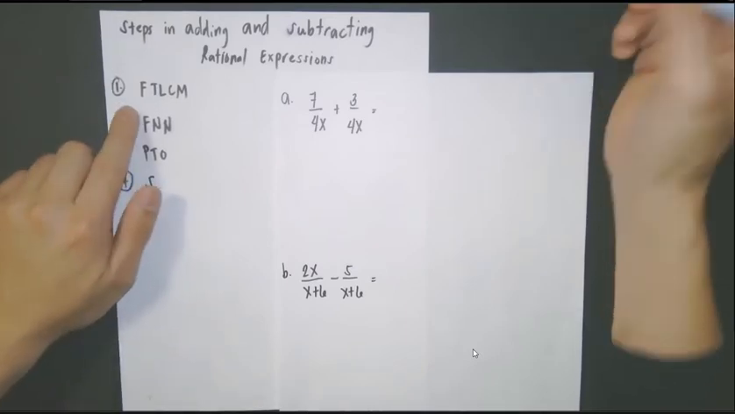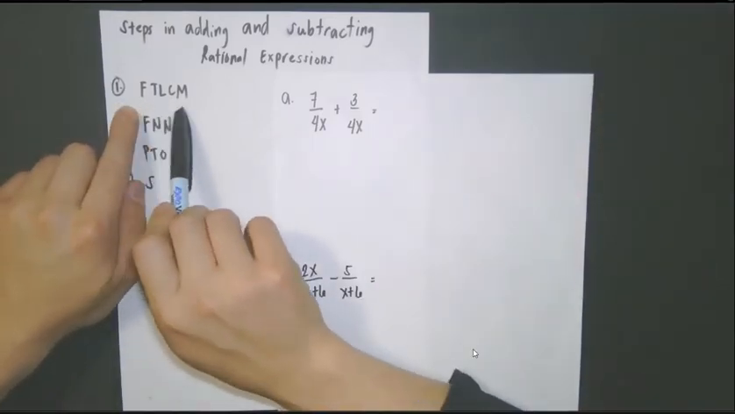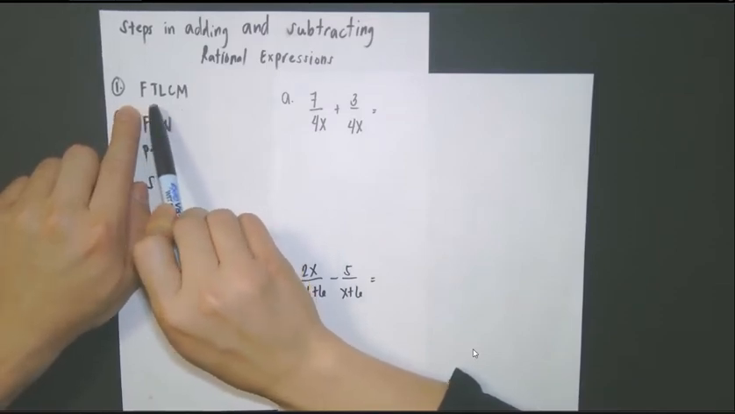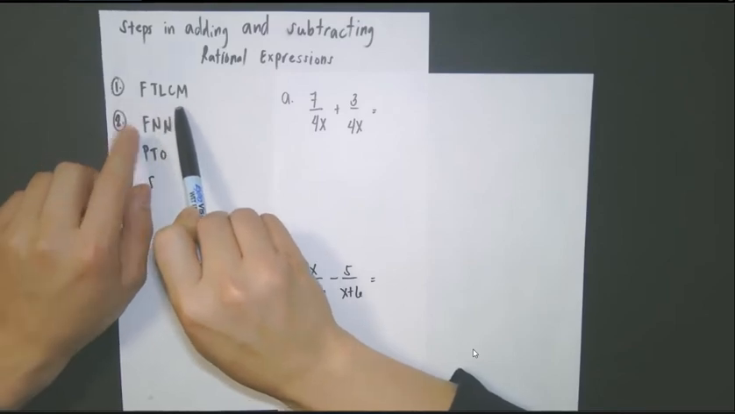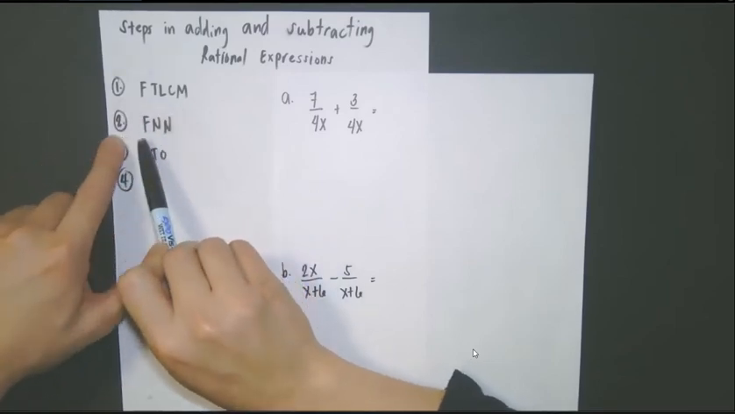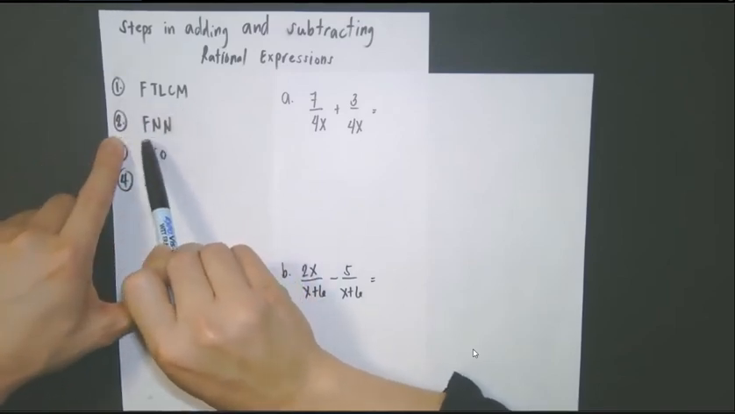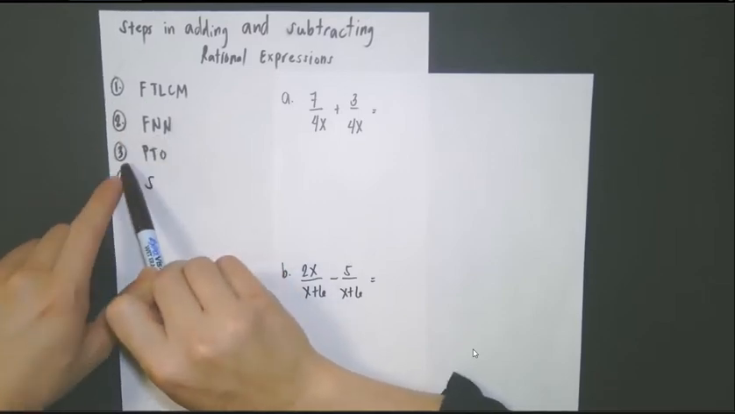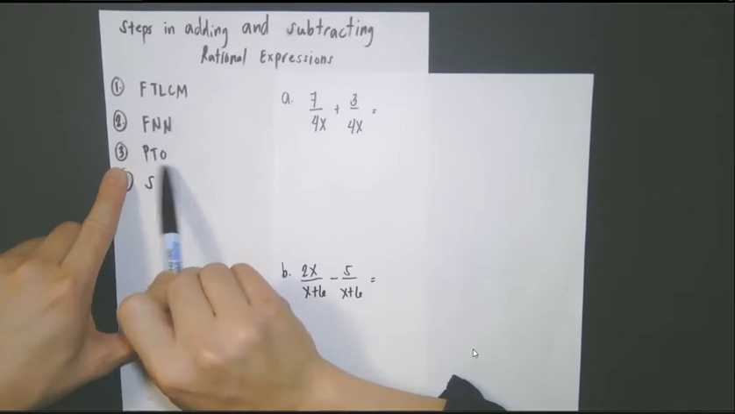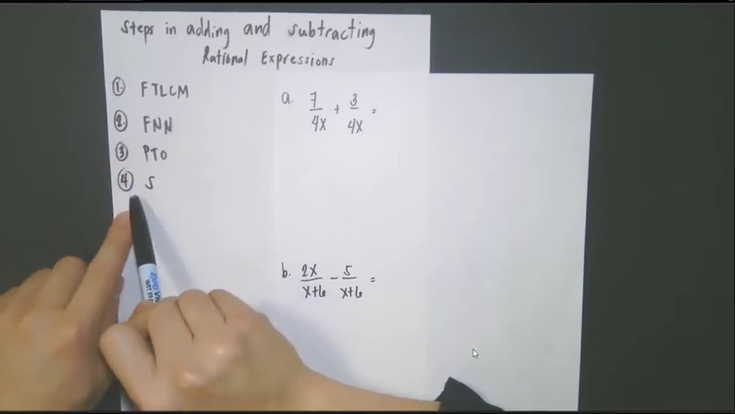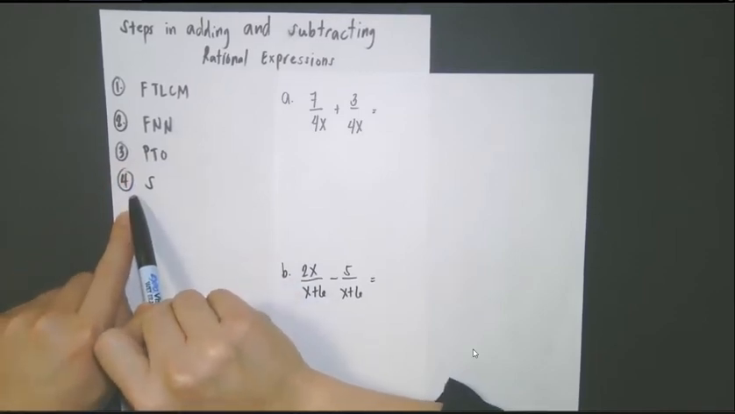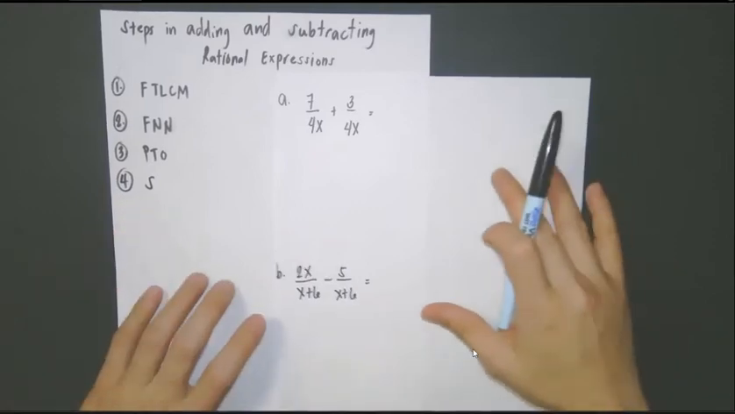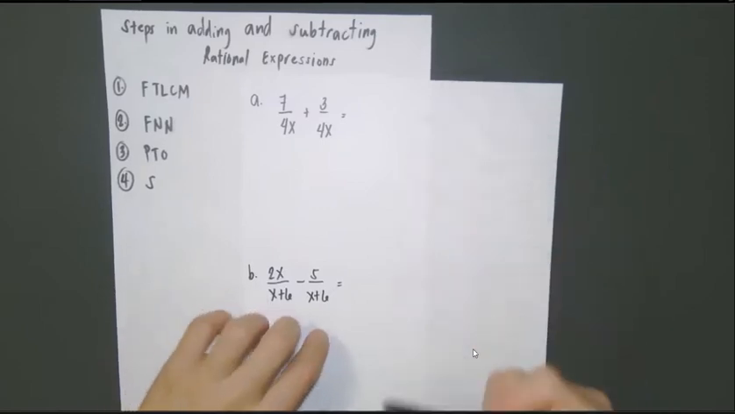Number one is FTLCM. FTLCM stands for find the least common multiple. Number two is FNN, find the new numerators. Number three is PTO, perform the operation. And number four is simplify. So we simplify the answer if needed. Now let's try to apply these steps in solving the two problems.